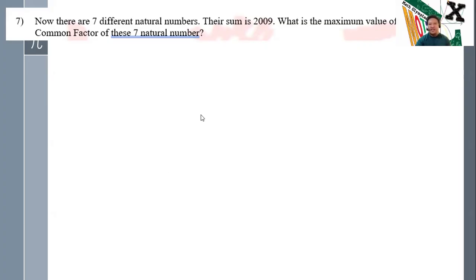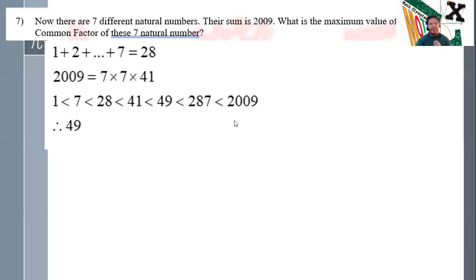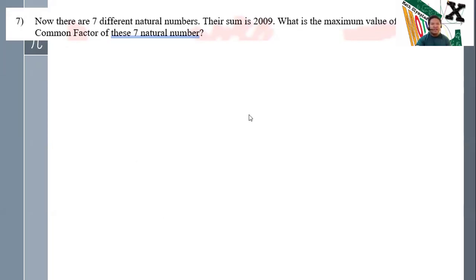Now there are 7 different natural numbers. Their sum is 2009. What is the maximum value of the highest common factor of the 7 natural numbers? So how do we solve for this one? Their sum is 2009. We're trying to find the highest common factor of the 7 natural numbers.